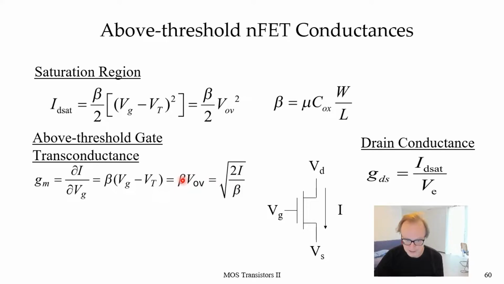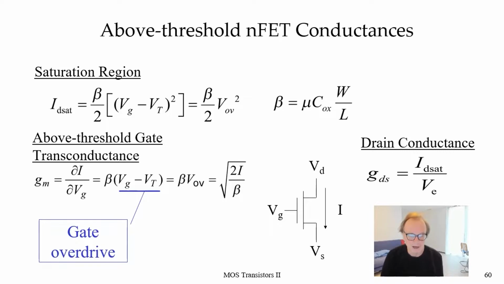That means that if you write it out in terms of current, the above threshold transconductance goes like the square root of 2 times the current divided by beta. So you don't have a nice simple relation between the gate transconductance, well, except that it's the overdrive here, right? And the drain conductance remains the same. Drain source conductance is ID sat over VE. Okay. So here you have the gate overdrive.